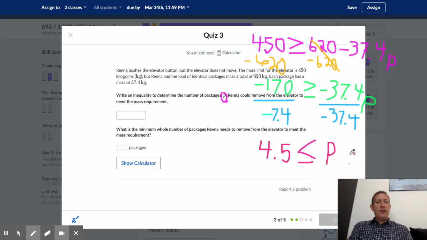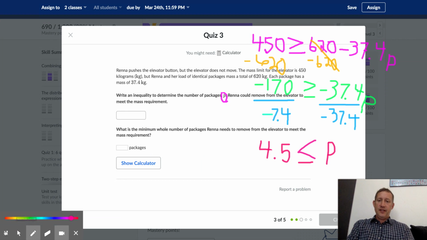Okay, so the amount of packages has got to be greater than 4.5. Now you see why I didn't worry about the decimals, because we're doing a real life situation. You can't pull off 0.54 of a package. You're going to pull off one package at a time. So it's going to be a whole number. So how many packages do we need to take off? Well, some number that's greater than 4.5. What's a number that's greater than 4.5? That would be 5, right?